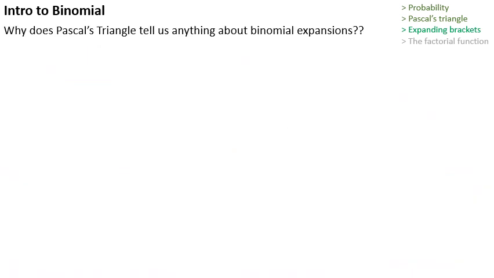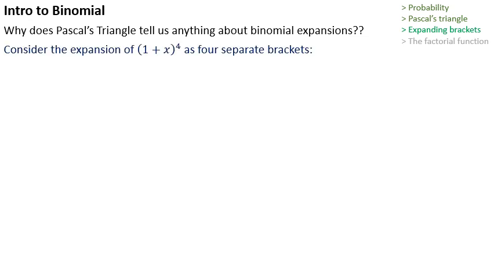So what is it about Pascal's triangle? Why does it connect in such a nice way to binomial expansions? Well, what we need to do for this is to look more closely at a particular example. Let's try (1 + x)^4 and write it out as 4 separate binomial terms: (1 + x) times (1 + x) times (1 + x) times (1 + x). And we're going to think about where the different terms come from.